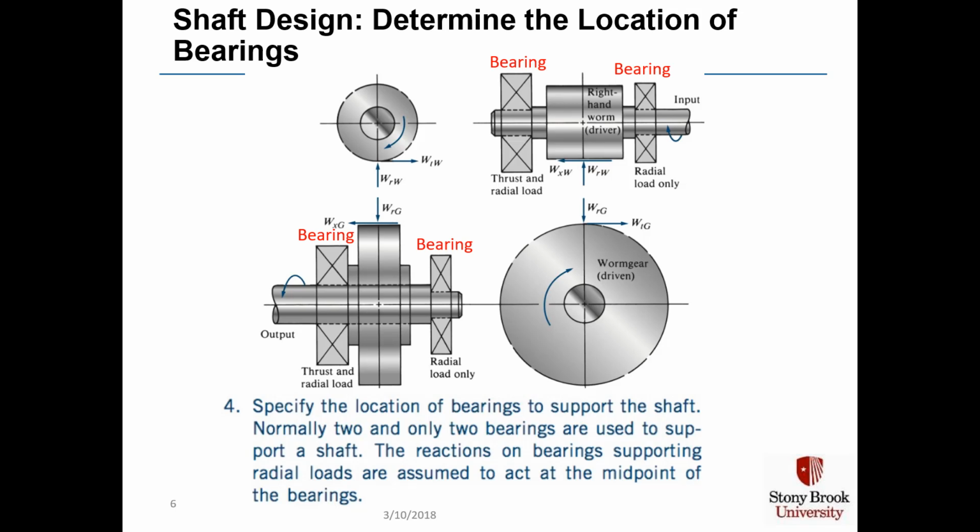If you have two spur gears that are mating together, then when you put the bearings on the shaft that has the spur gear, there is no thrust load, and so you only need bearings to support the radial loads. The other key notion here is that the reactions on the bearings supporting the radial loads are assumed to act at the midpoint of the bearing.